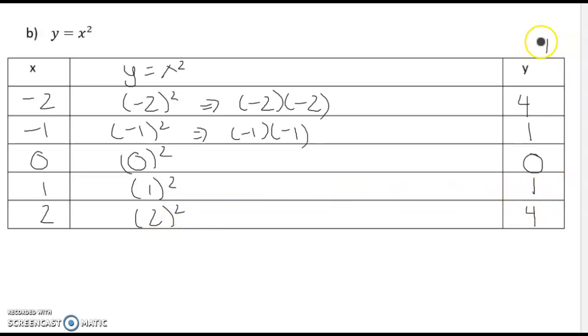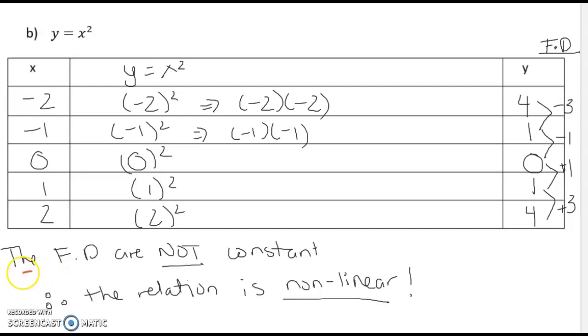So let's put in our first differences. Okay, so we're running out of time, so just making it fast. So first differences. From 4 to 1 is -3. 1 to 0 is -1. To go from 0 to 1 is +1. 1 to 4 is 3. So because the first differences are not constant, the relation is non-linear.